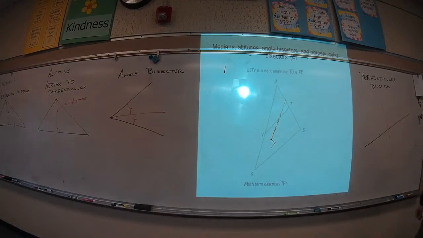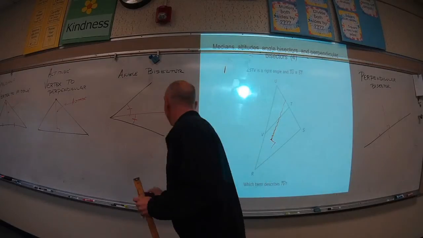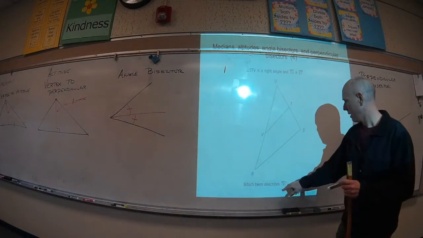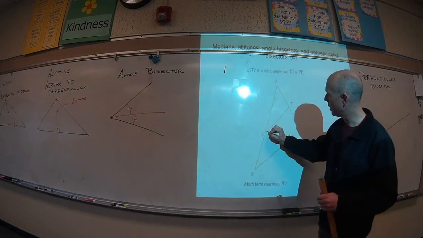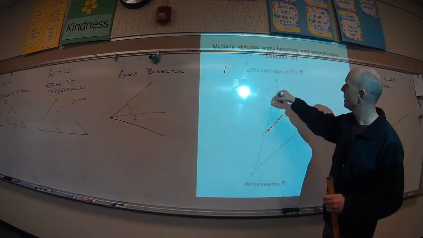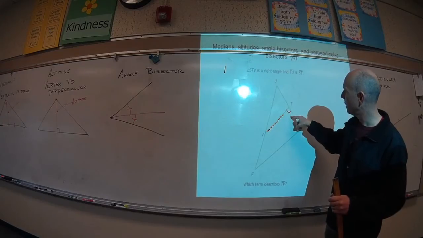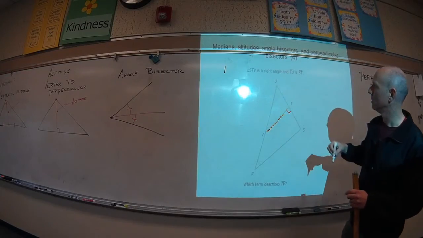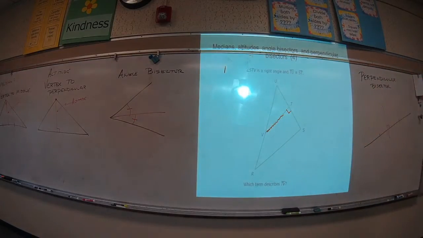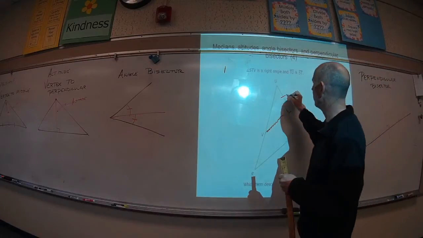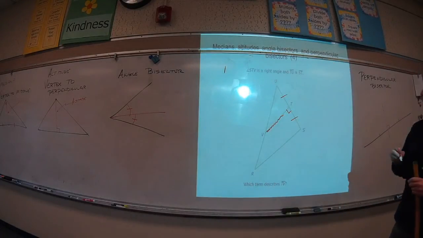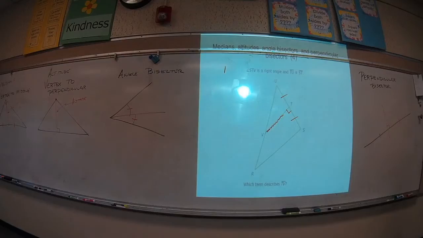This time we are talking about TV. So we're looking at this one right here. It says that STV is a right angle. And TU is ST, and these are congruent. So what is going on there? I know what it is.